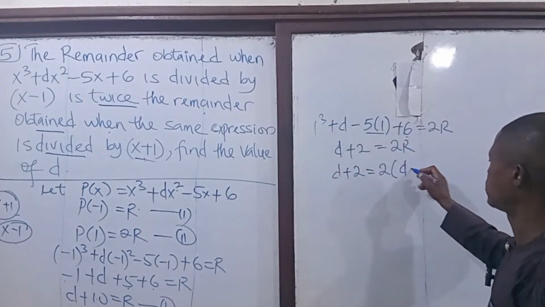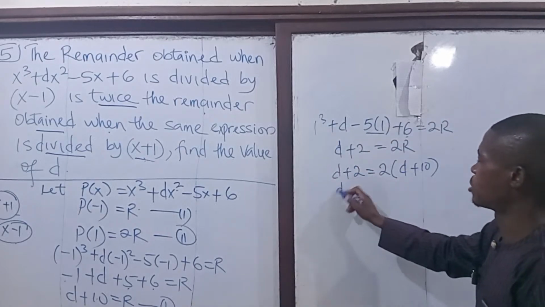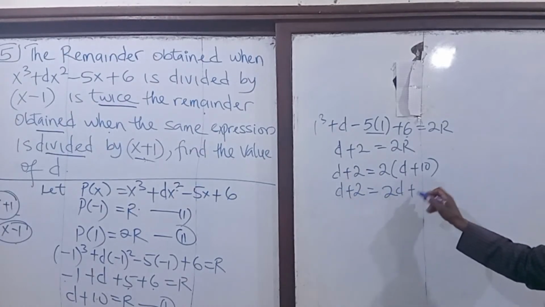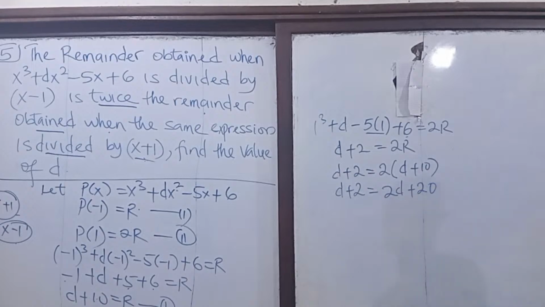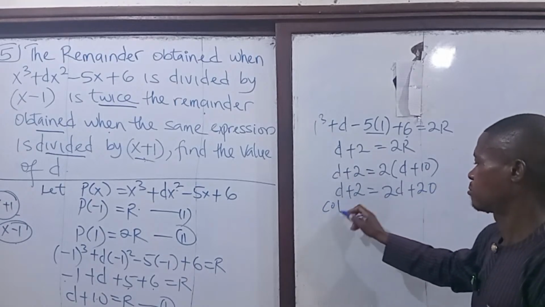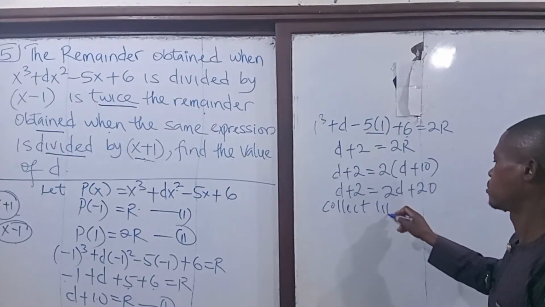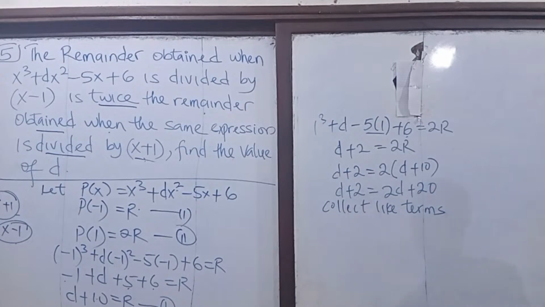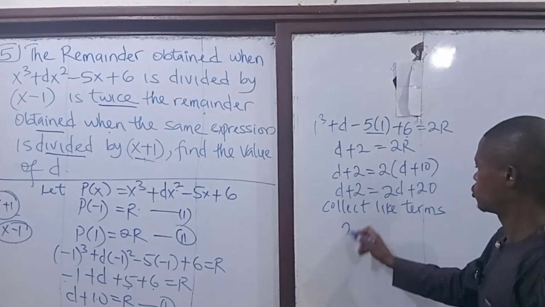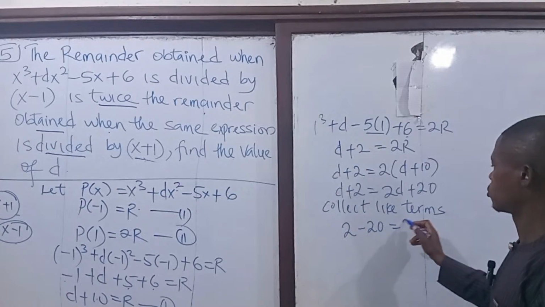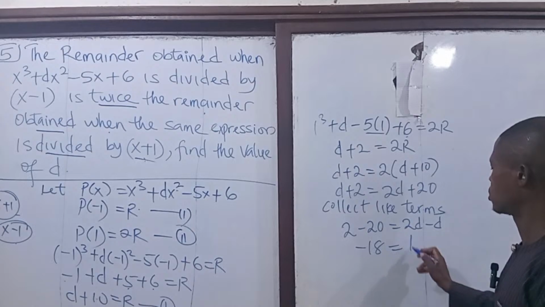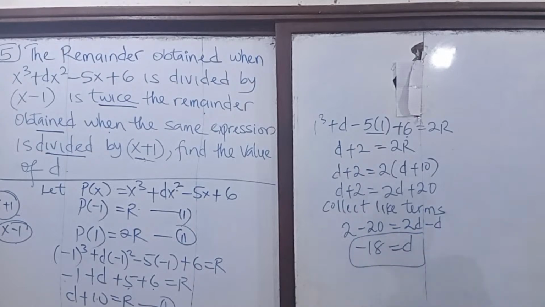And that will be d plus 2 equal to 2 times equation 1, that is d plus 10. Open the brackets and collect the like terms. If you collect like terms, we're going to have 2 minus 20 equals 2d minus d. That's minus 18 equal to d. So d is minus 18. Okay, so that's what we have there.